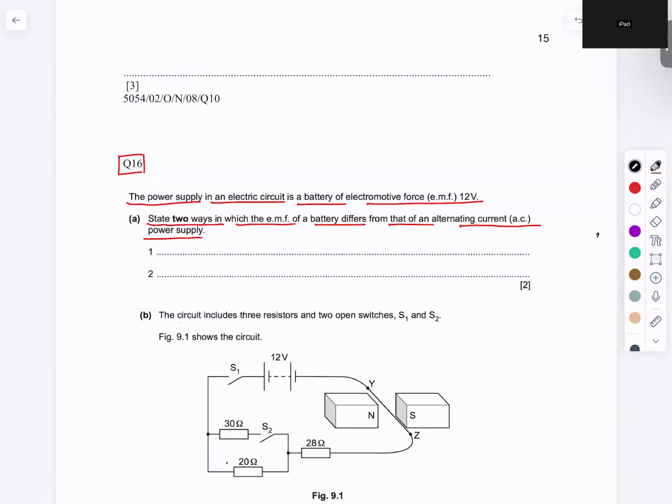So the two ways are: first way, the polarity. Polarity is basically plus minus of EMF of a battery is constant, unlike an AC.